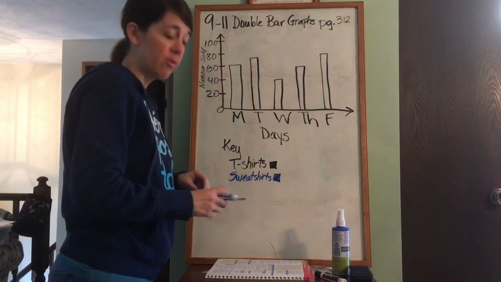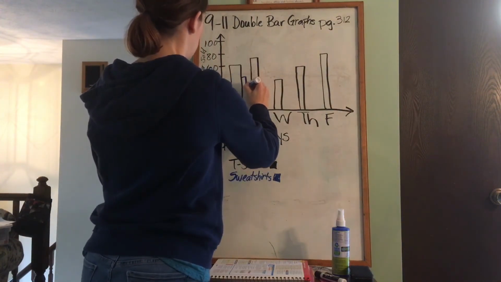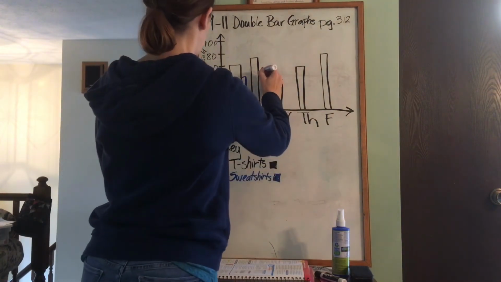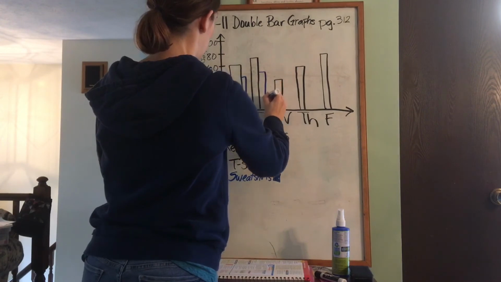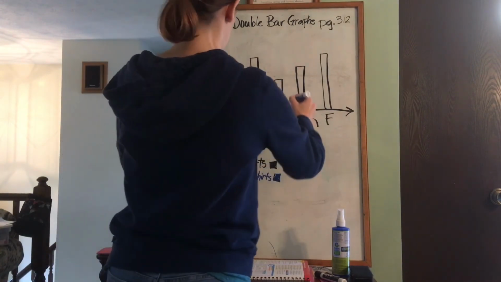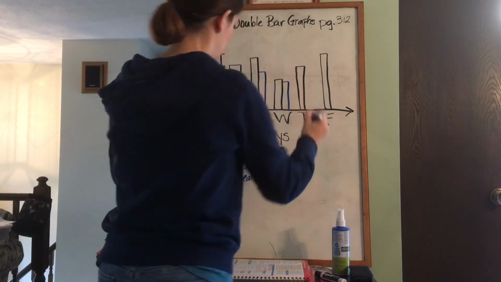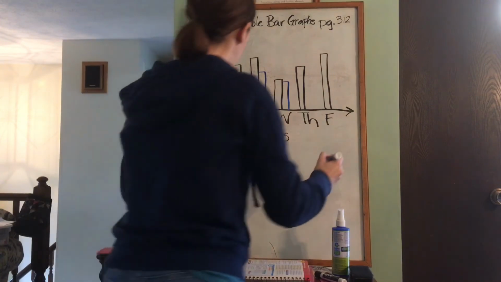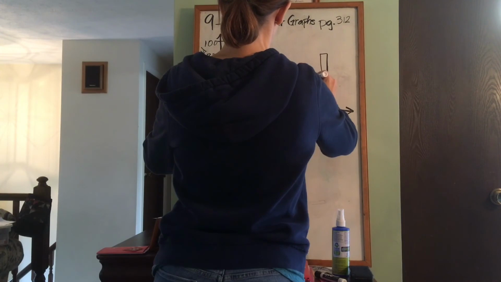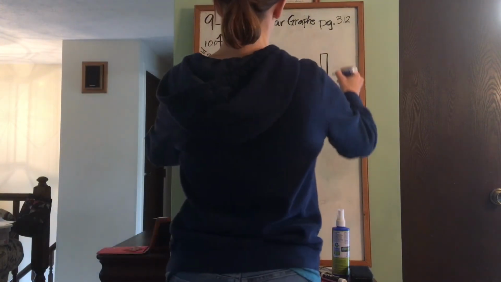Okay, and then that sweatshirt data. Monday was 40. Tuesday was 45. Wednesday was 35. Thursday was 40. And Friday was 60.